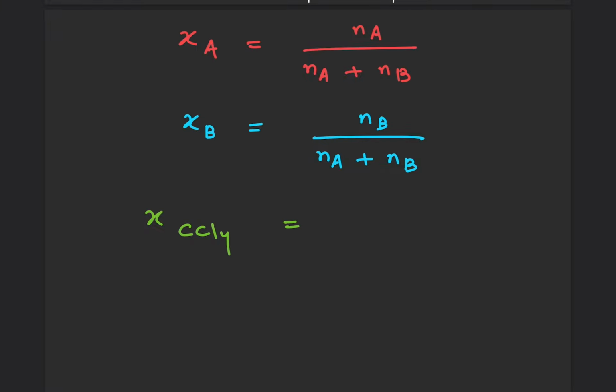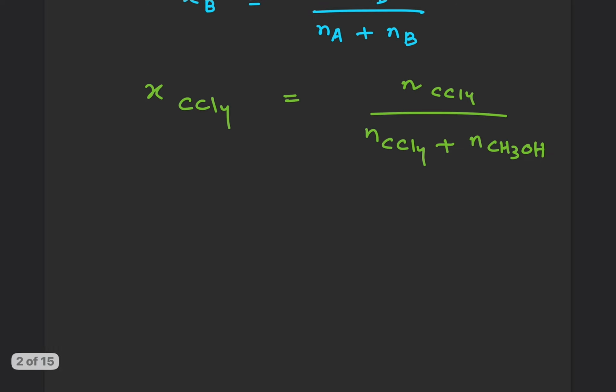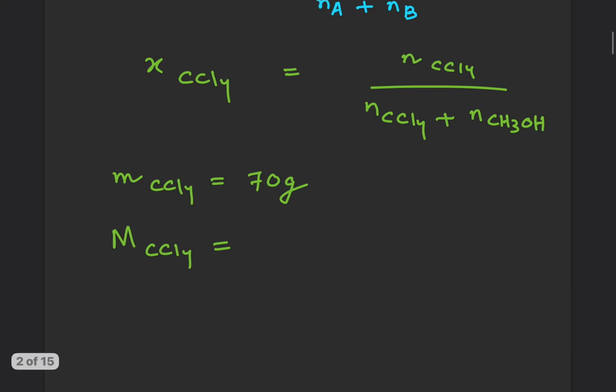So that will be equal to the number of moles of CCl4 divided by the number of moles of CCl4 plus the number of moles of the other component, methanol, CH3OH. Cool. To calculate the number of moles of CCl4, we know that the given mass of CCl4 is 70 gram. We have to calculate the molar mass of CCl4. So the molar mass of CCl4 will be 12 plus 35.5 into 4. So that comes out to be 154.